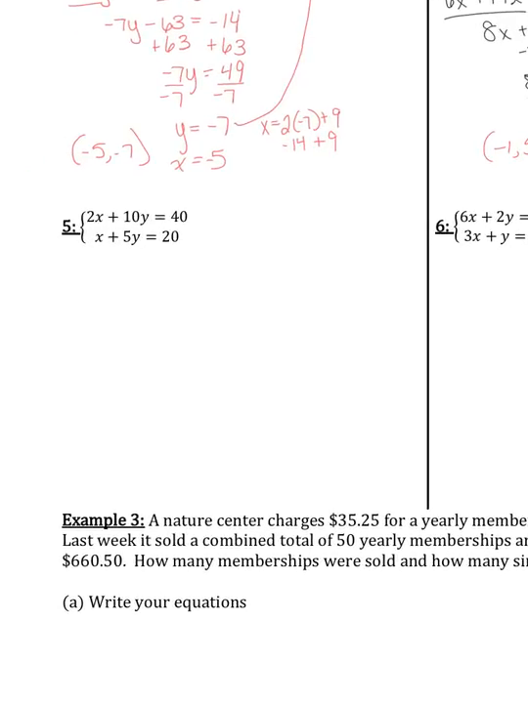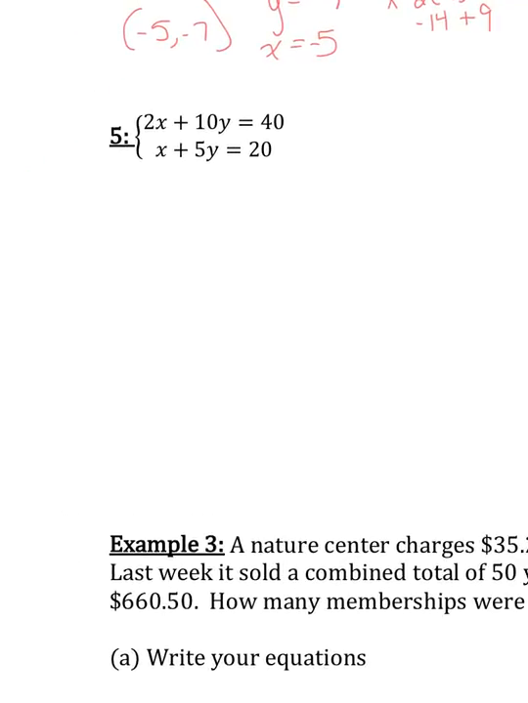So if you're feeling kind of confident, try number 5 on your own. Otherwise, just follow along with me. So here's an example where I'm not going to manipulate the top equation. I'm going to manipulate the bottom one. And look how easy it would be to get x by itself here. So I subtract 5y, and so I get x is equal to negative 5y plus 20.